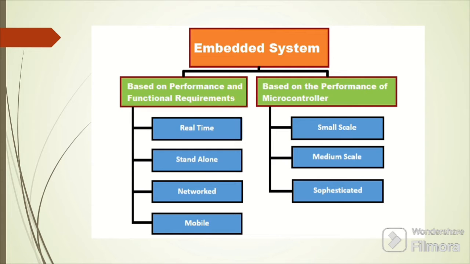The second classification is based on the performance of the microcontroller. It can be classified into three types: small scale, medium scale and sophisticated. So this is about the types of embedded systems. And coming into the next one, the major components which can be used in embedded systems.